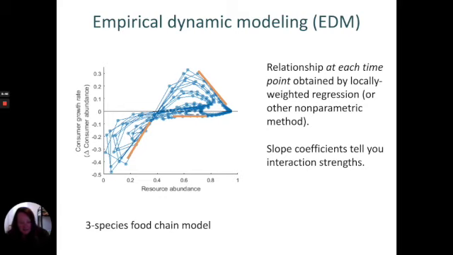And so what EDM does is it actually computes these relationships at each and every time point. And it does that by creating these locally weighted regressions. So instead of thinking about regressing or creating these models through time, where you're making predictions based on what has happened most recently, instead you're looking at what is happening around the last time that your resources were at this level. So when you're in this region of resource abundance, what do we expect consumer growth rate to do? And we expect it to behave similarly as it did last time the resources were at that abundance.